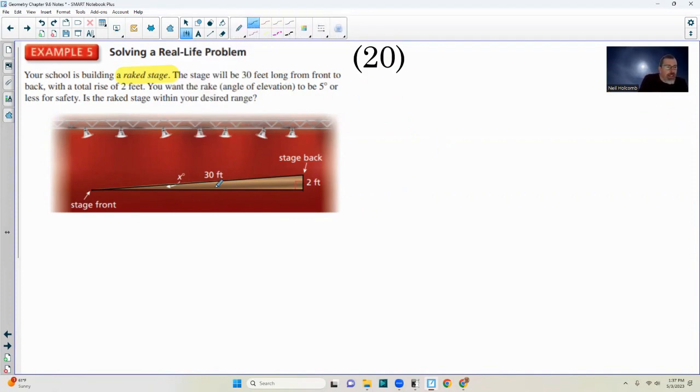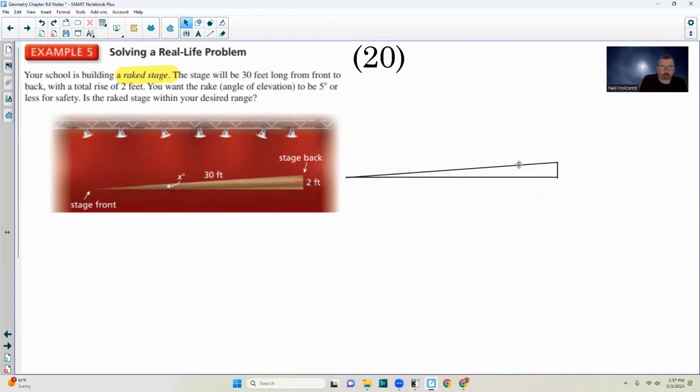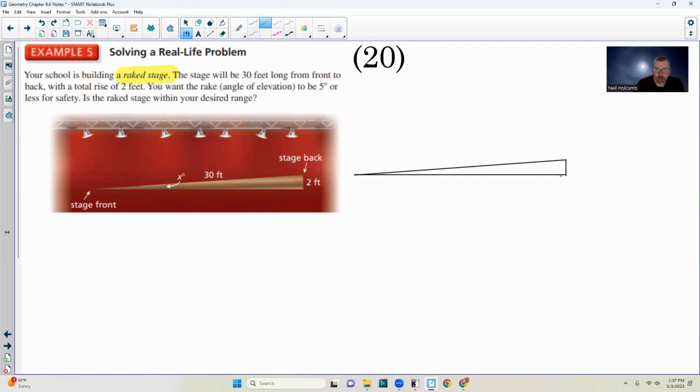Okay, so here is a stage under the lights, and it says the stage will be 30 feet long from front to back. We're talking about the stage, so that's the top, so that's going to be your hypotenuse. I drew a triangle here that we can pull out from the diagram so it's less confusing, and I will label it as we go. This is the right angle. And they said the stage, which is this top part, is 30 feet. You want the rake angle of elevation to be 5 degrees. That is going to be our reference angle right here.